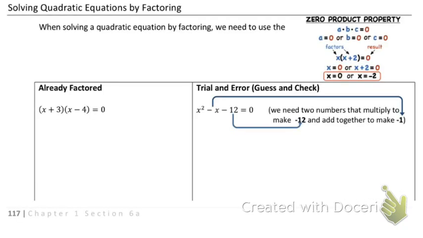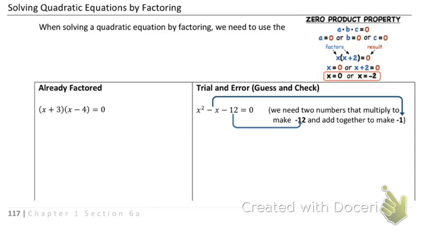All right, we're going to go on to solving quadratic equations by factoring. That's going to be our first method we talk about. Now, before we get into how we factor, we talk about why we factor. Why we factor is because of something called the zero product property.